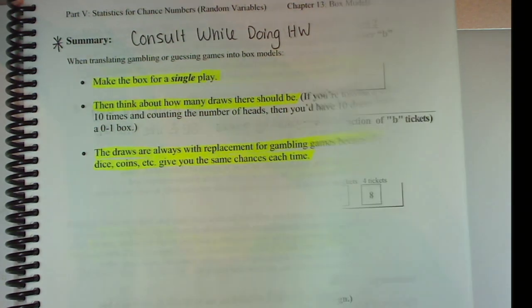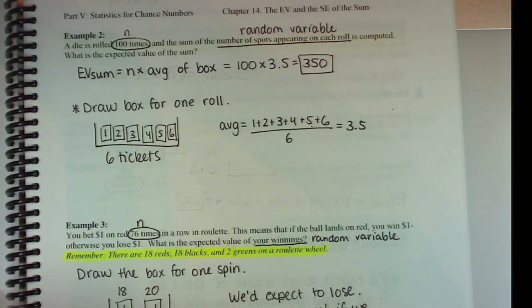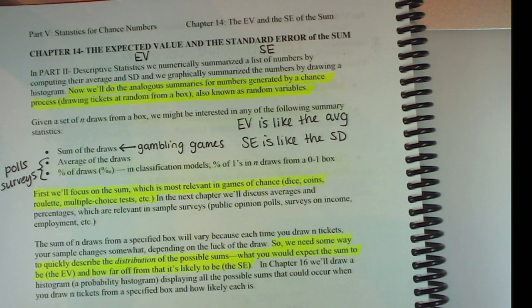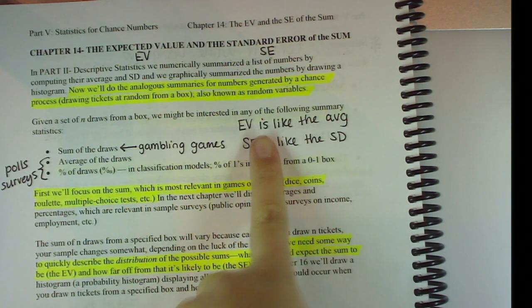We did that for a while, and then we said, all right, the boxes are great and everything, but what's the point? Why do we need them? Well, the point is we want to know what we are expected to get. We can think about all of our possibilities, but the question is what are we expected to get over time if we do something over and over again? That's where expected value comes into play.